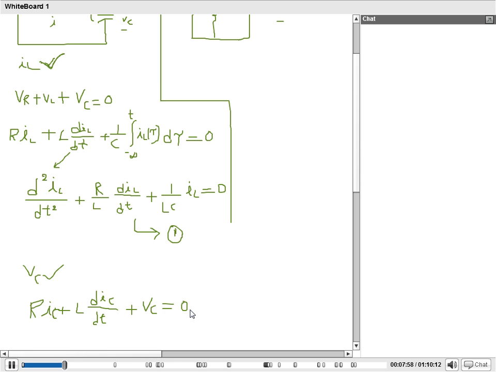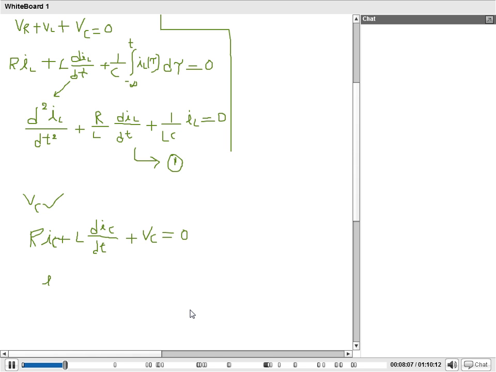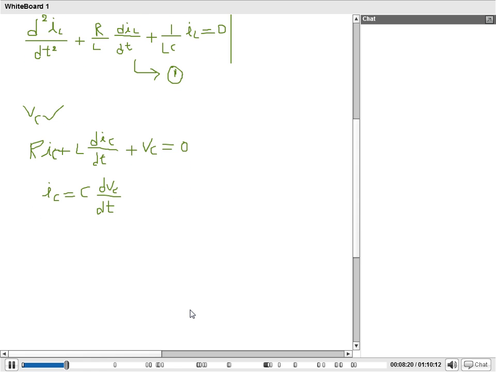So VR is equal to R into IC, VL is equal to L into dIC by dt, and VC I didn't change. Now substitute, we already know the current flowing through the capacitor, IC, is equal to C into dVc by dt. So I am substituting this formula in the above equation. Now I am dividing the whole differential equation with L and then with LC, both sides. So d square Vc by dt square. This term I divided with the LC also, and R into IC.